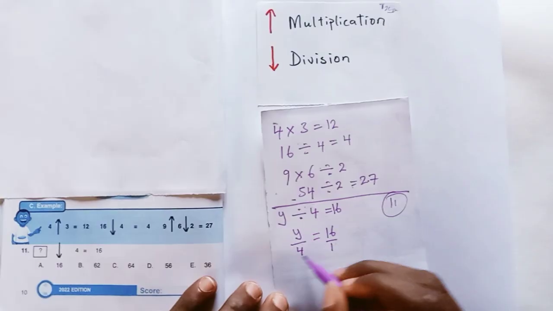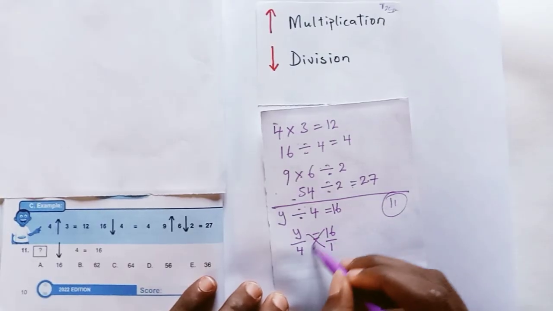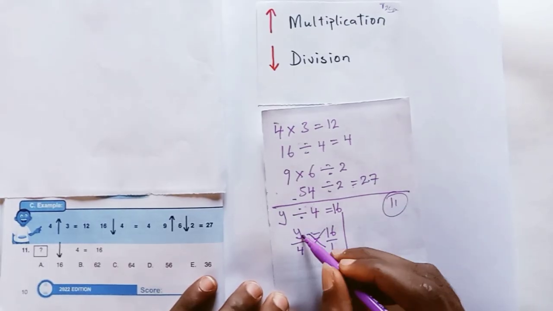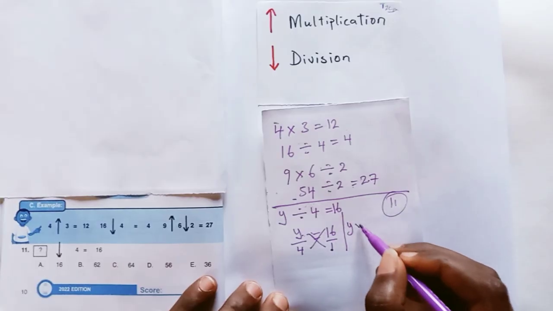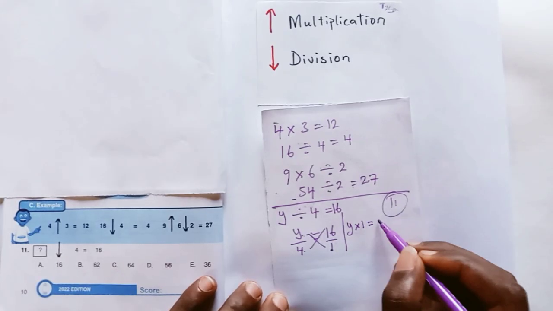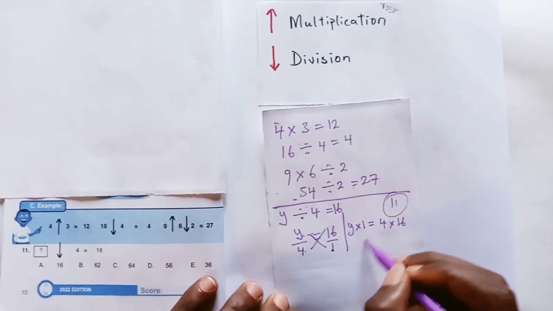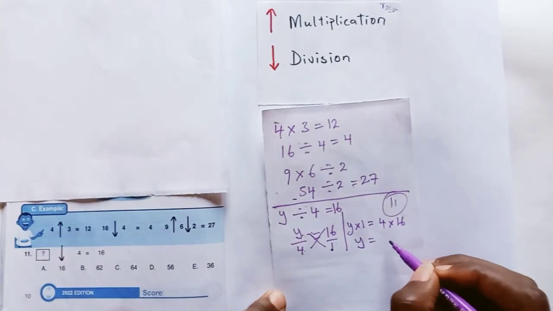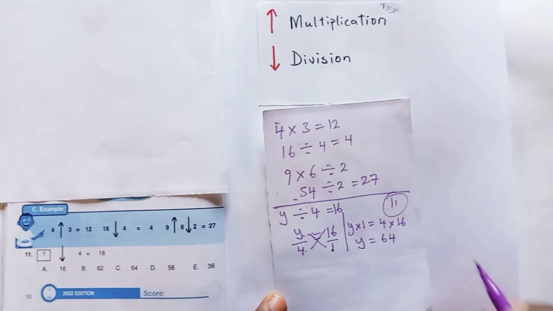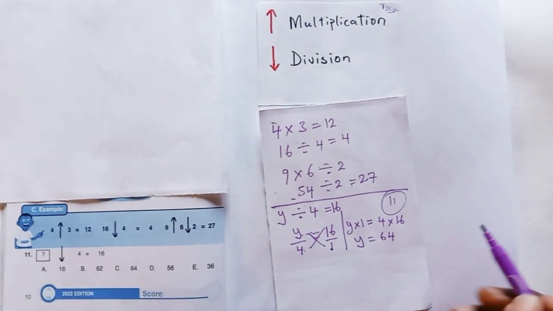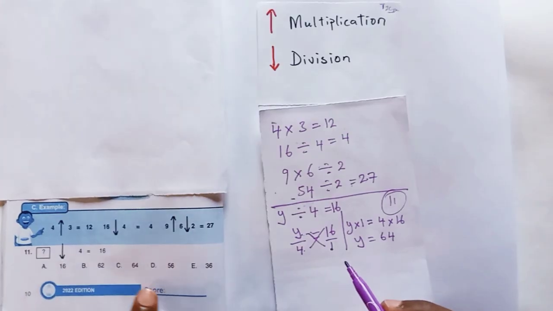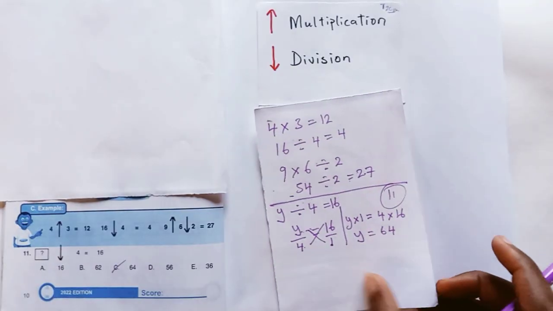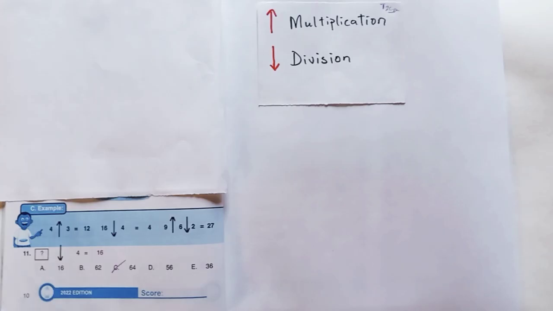When you have two fractions, you can cross multiply to solve an equation with a fraction. So it will be y times 1 is equal to 4 times 16. y times 1 is y, and 4 times 16 is 64. So y is equal to 64. So the first answer there is option C, which is 64. That's basically how you go about solving this exercise.